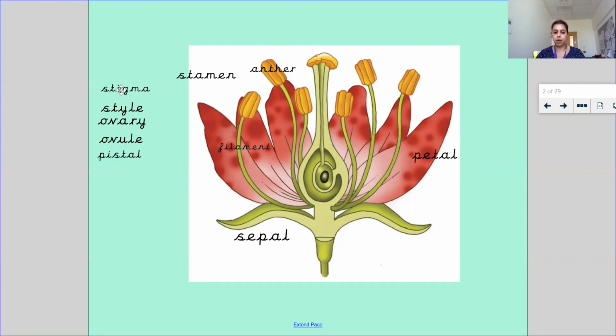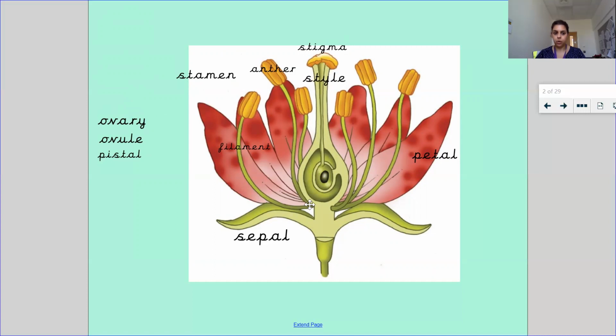Okay, you've got a stigma. The stigma is this bit right at the top. It looks a bit like the anther, but it's a little bit different. The stigma is really sticky, and that collects pollen that's passing by. Because it's so sticky, pollen sticks to it. And then you've got the style, which is this bit here, and that allows the pollen that's been collected on the stigma to travel all the way down to this middle bit here.